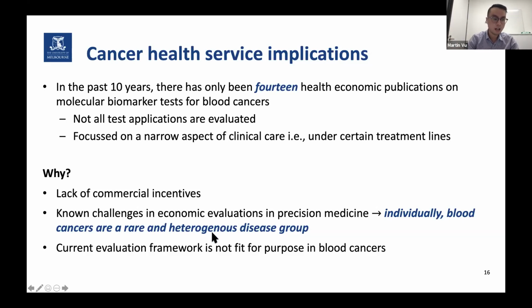But also, I think a really relevant point is that the current evaluation framework adopted by health technology assessments may not be specifically fit for purpose in blood cancers. And again, it really comes down to the fact that individual blood cancers are quite rare.